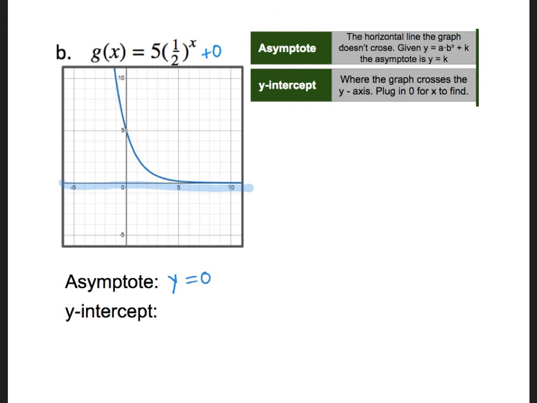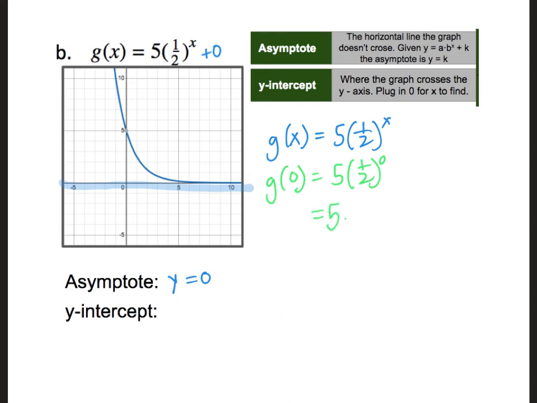And then we need to figure out our y-intercept. Again, I have g of x equals 5 times 1/2 to the power of x. We want to plug in 0 for x. So we have 5 times 1/2 to the power of 0. When you're doing this, be careful, do your 1/2 to the power of 0 first. So I do 5 times 1/2 to the power of 0 is 1. And 5 times 1 equals 5.